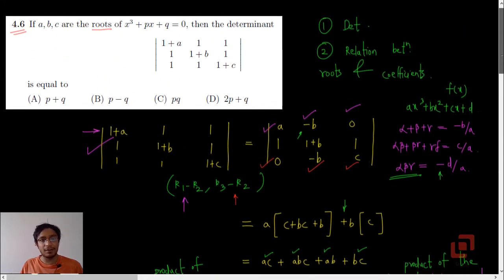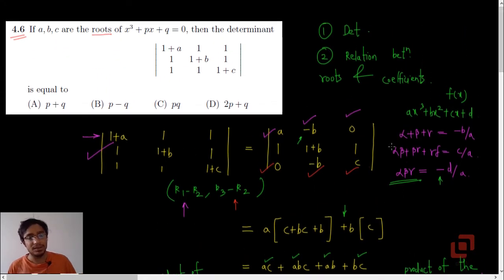Now the thing that I have not used to solve this problem is that the sum of the roots is 0, because there is no x squared term here. So alpha plus beta plus gamma is equal to 0. Although I have not used it here, it's worth taking a note of that. The sum of the roots of this cubic equation is 0. So that is 4.6, option B.